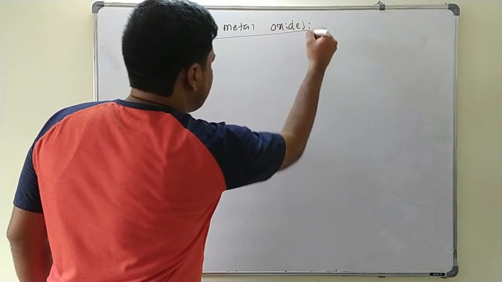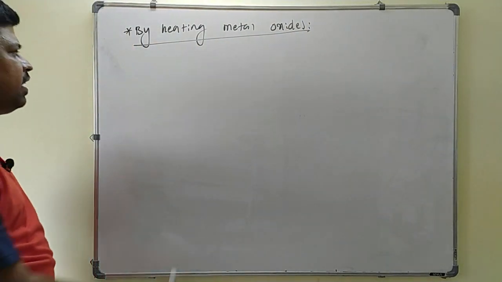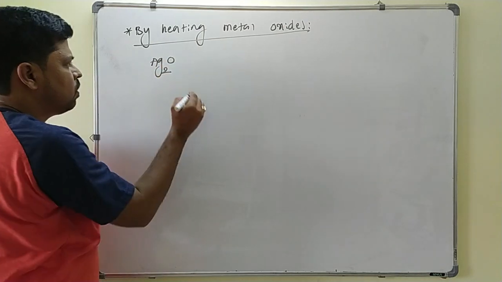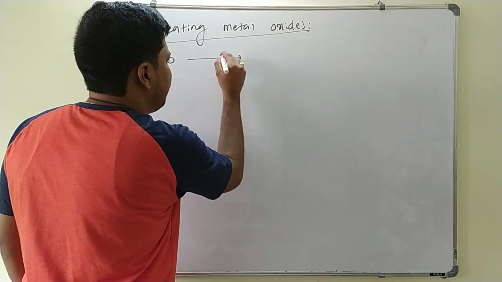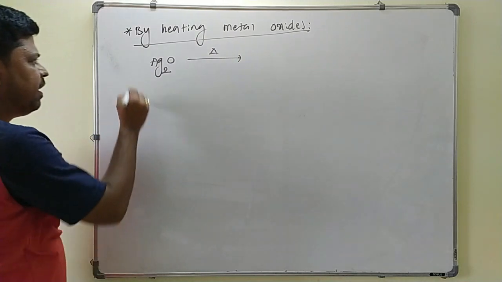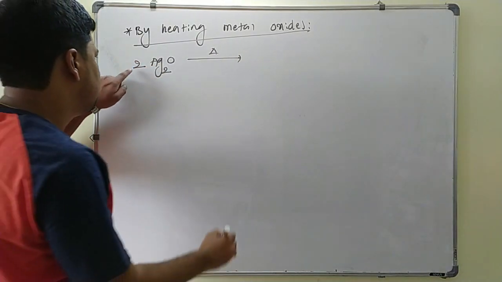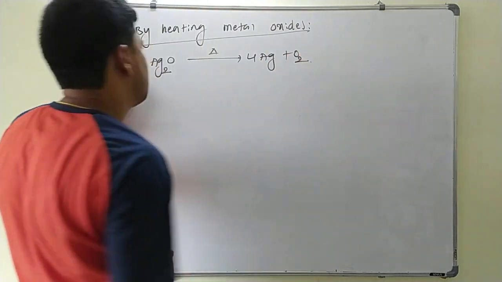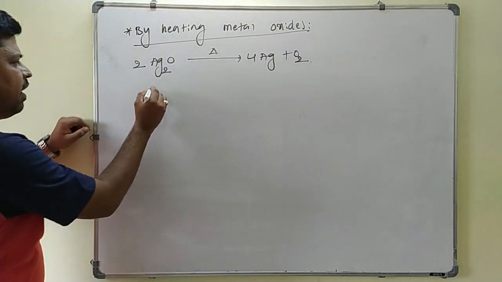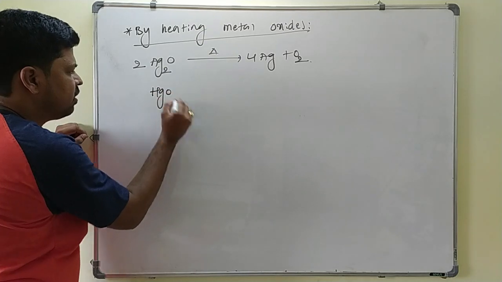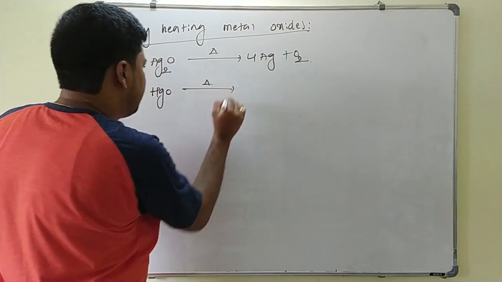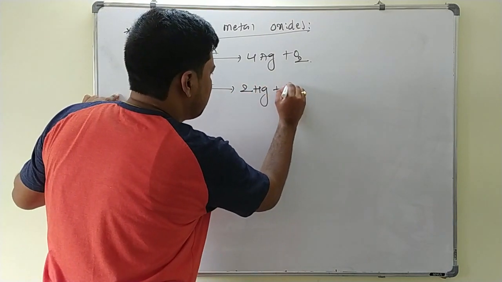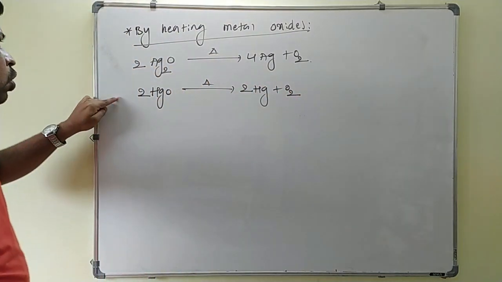So by heating metal oxides, oxygen will be coming outside. For example, if I take silver oxide Ag2O, on heating I will take 2 times of Ag2O, it gives 4 times of Ag plus O2 coming outside. Next, if you take mercuric oxide HgO, on heating you take again 2 moles, Hg is coming outside and giving out 1 mole of O2.